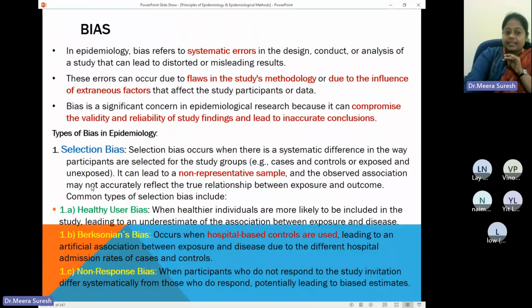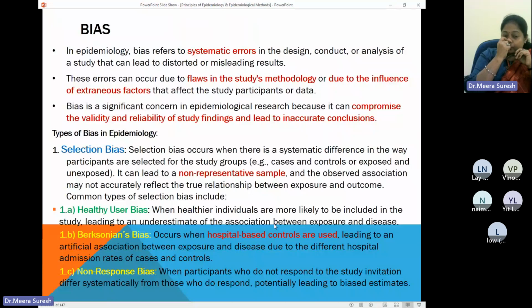We start with the selection bias, and this we have already discussed earlier in case control. In case control, we have the selection bias because there is a mistake in how we are selecting the population or the sample. And here, if it is a non-representative sample, then we are going to have some problem. The first one will be healthy user bias, which means MCQs can come from this part. This is when healthier individuals are more likely to be included in the study, leading to an underestimation of the association between exposure and disease.